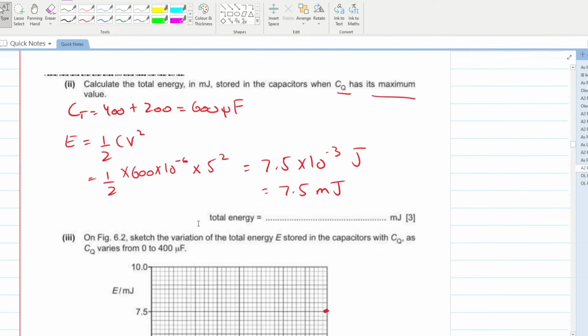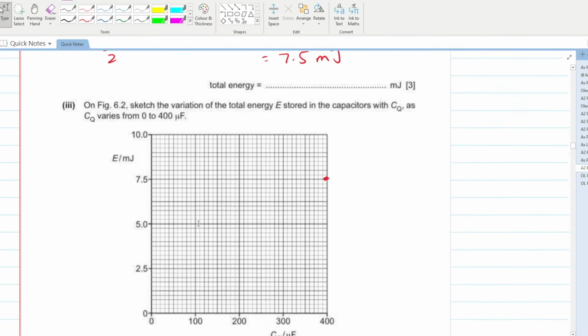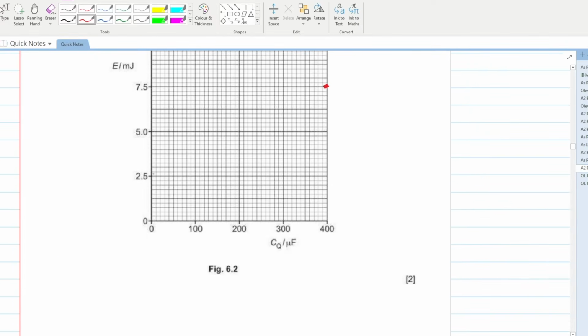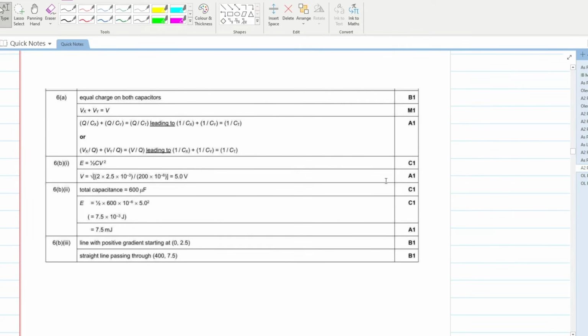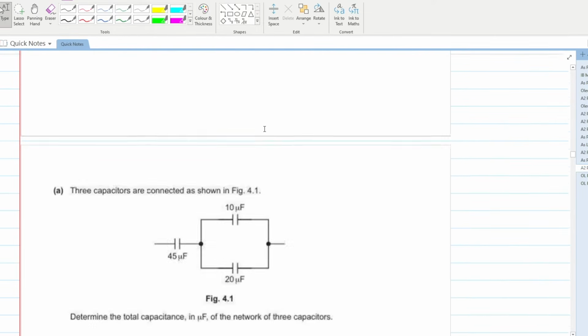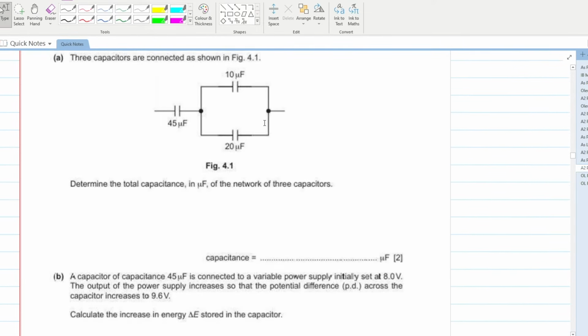And what was it at capacitance 0? 2.5 millijoules when the capacitance is 0. You can draw a line between them. Let's draw a line between them like this. Simple as that. Nothing complicated. Let's see the answer. Straight line with positive gradient. Correct. Yeah, we were going good. Let's move on to the next question.